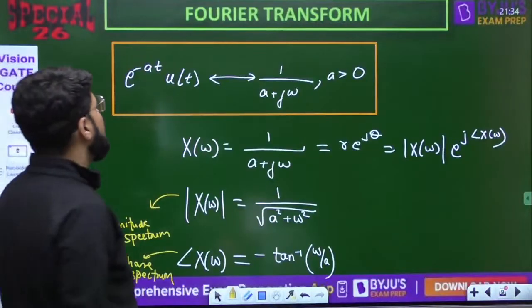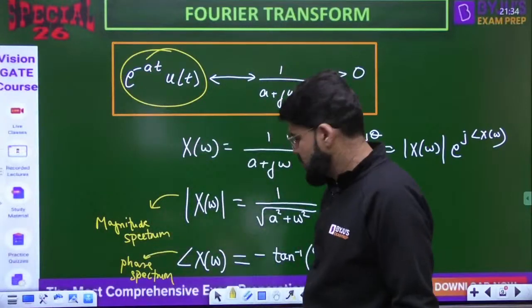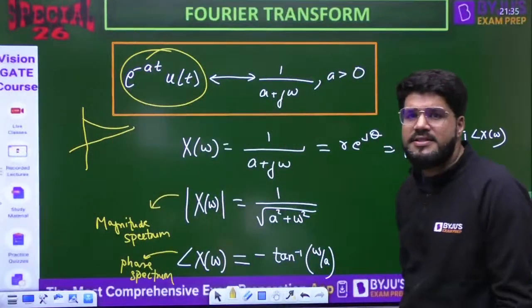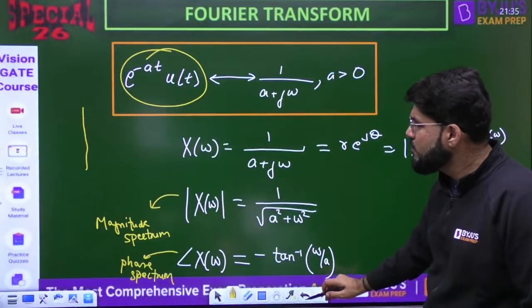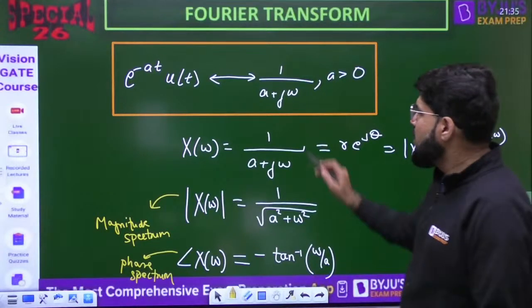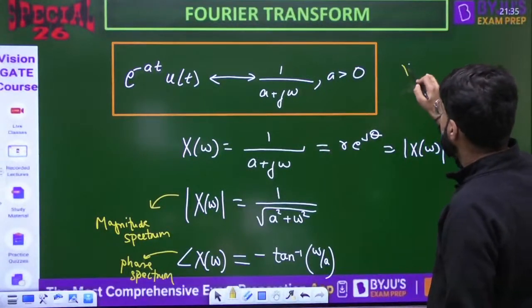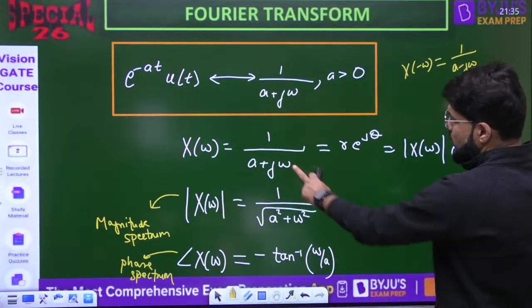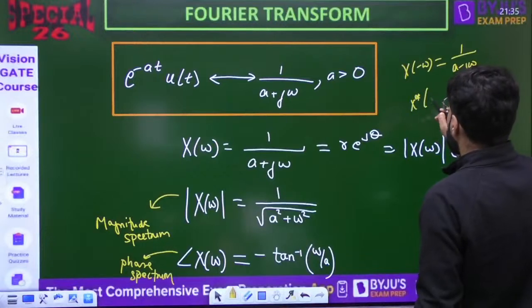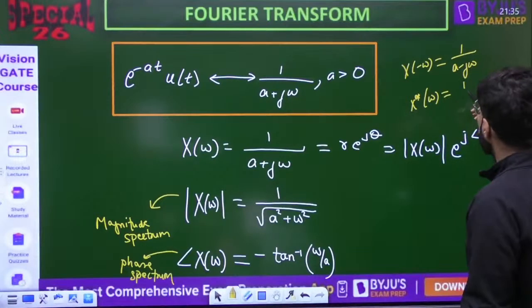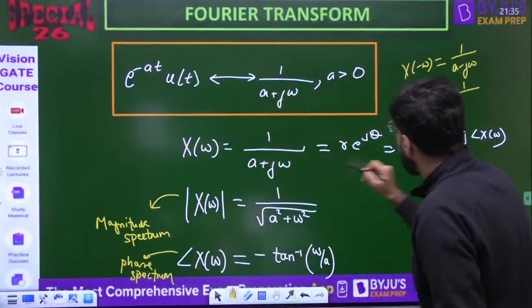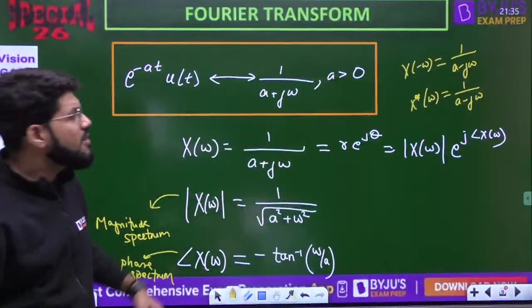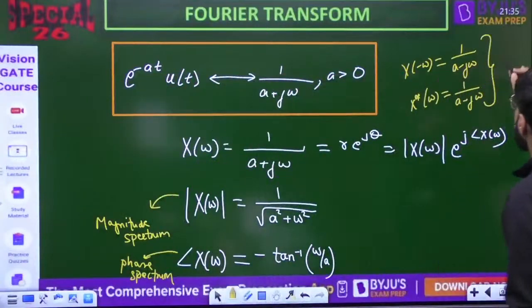Look at this one: e power minus at ut, an exponential real signal. This is e power minus at ut, the exponentially decaying right-sided real signal. Now what is its Fourier transform? 1 upon a plus j omega. In this x omega, take x minus omega: 1 upon a minus j omega, replacing omega by minus omega. Now take x conjugate omega. Even if you take the conjugate, the numerator 1 is a real number, so no effect. But in the denominator, the conjugate of x plus jy is x minus jy, so that is a minus j omega. Is it not the same? This is what conjugate symmetry is. Clear?